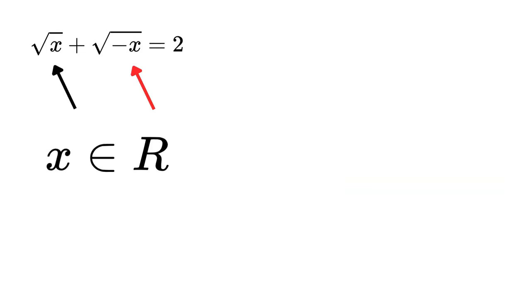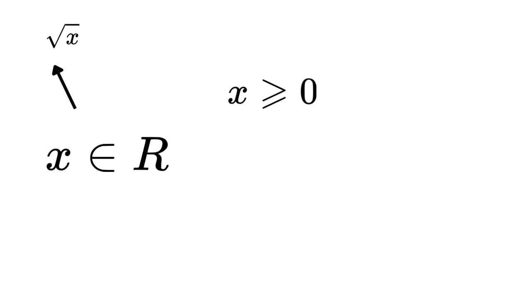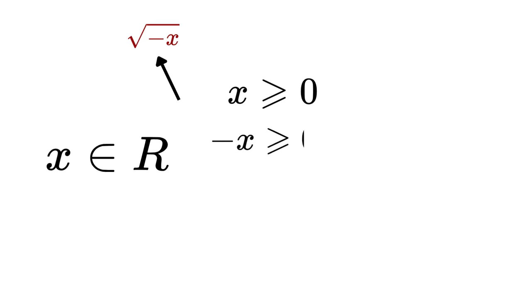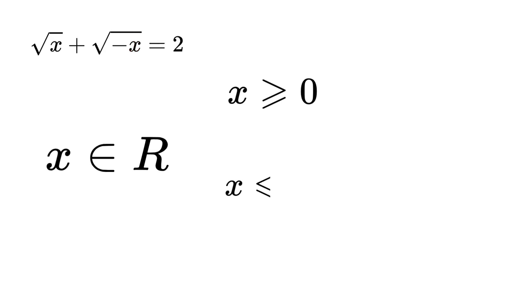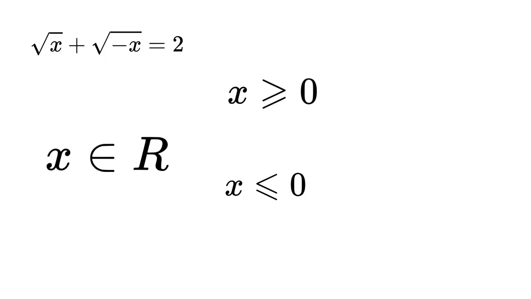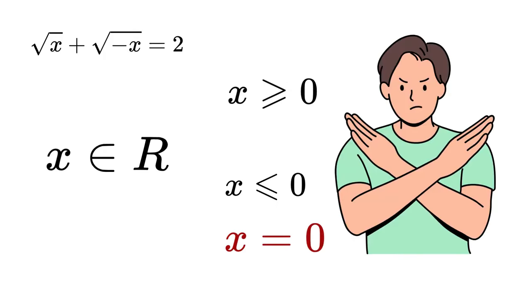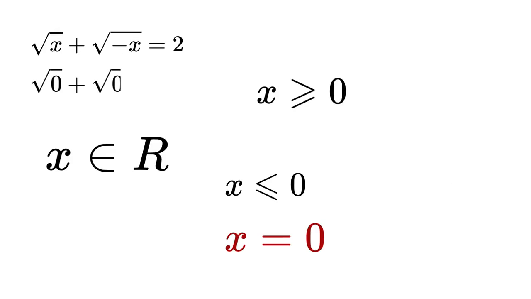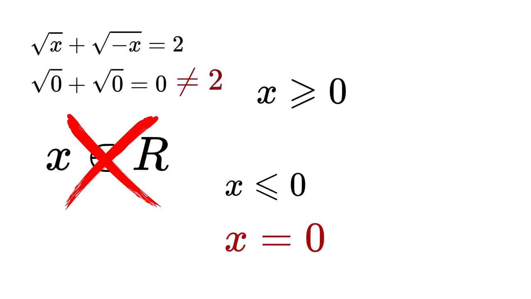Because if we need the real solution for x, the value inside this square root must be positive. So x is greater than or equal to 0. But at the same time, minus x must also be greater than or equal to 0, which means x is less than or equal to 0. Is this nonsense? This leaves us with only one possible value of x, which is x equals 0. But clearly, x equals 0 does not satisfy this equation, because square root of 0 plus square root of 0 equals 0, and 0 does not equal 2. So no real solutions exist for x.